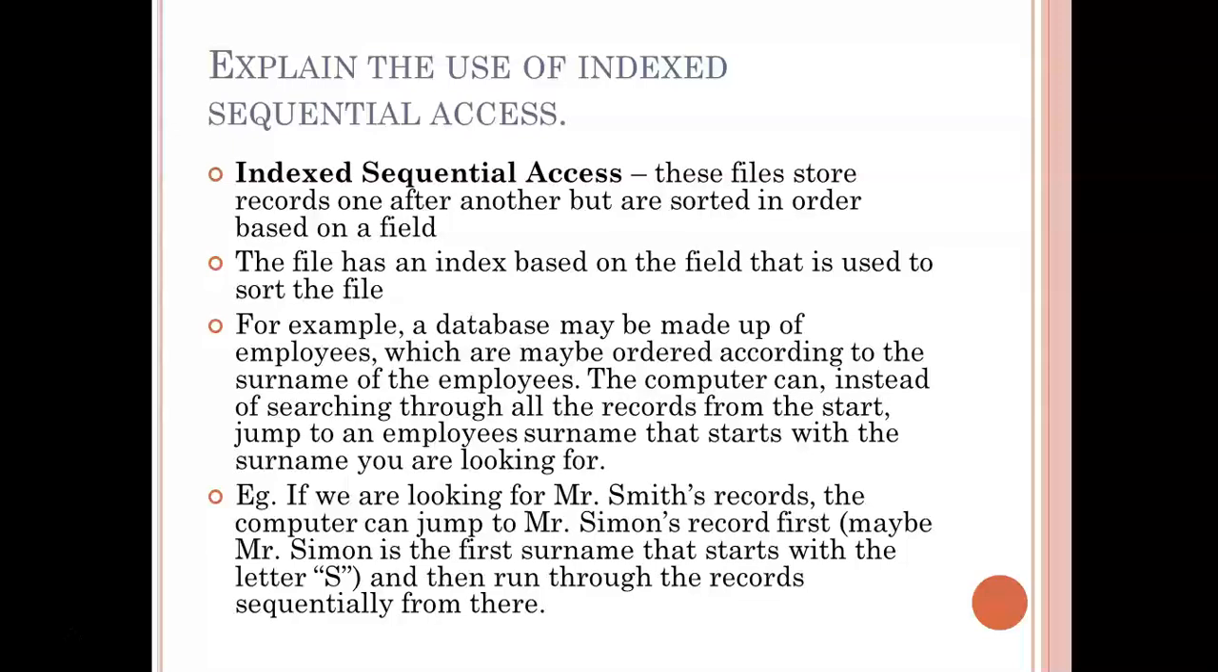What it can do, because it picks up that Mr. Smith starts with an S, is jump to the first person whose surname starts with S. That's Mr. Simons, for example, in this last bullet. And then it will start looking through every record after Mr. Simon's record until it finds Mr. Smith's record. That is how index sequential access works.